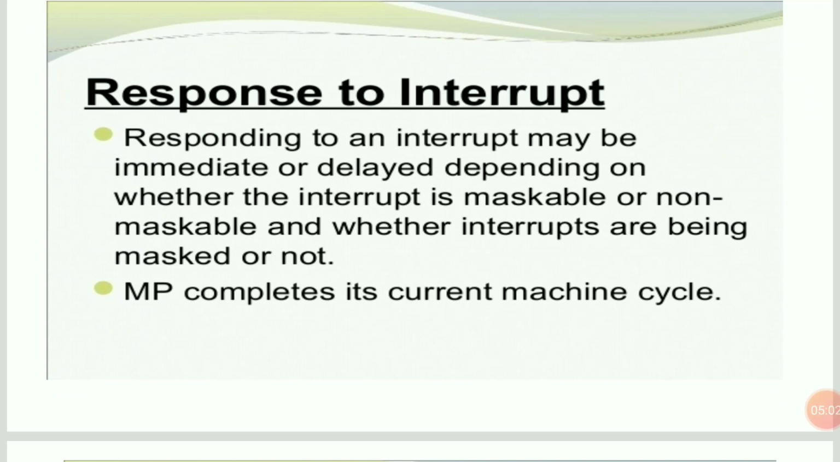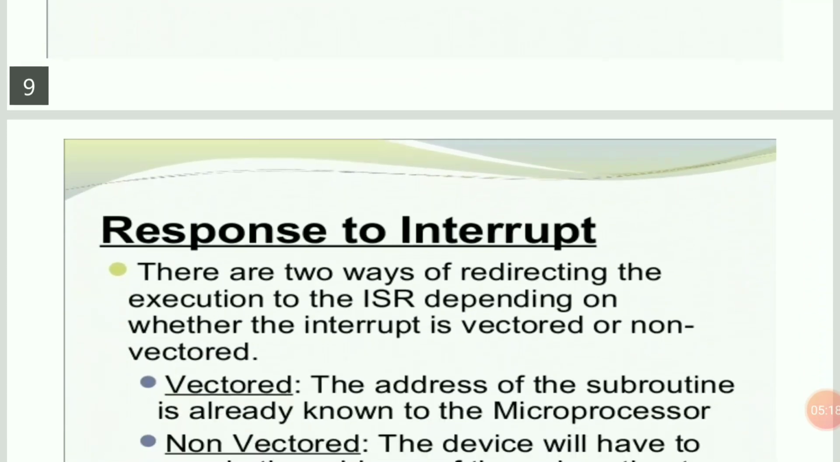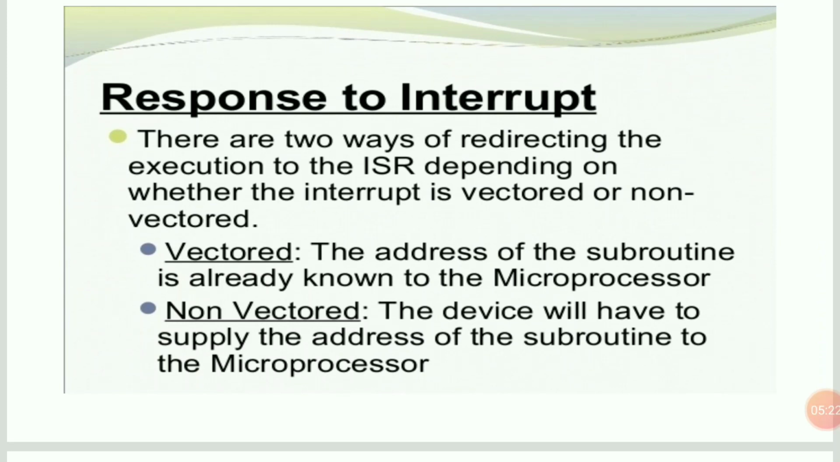Respond to interrupt. Responding to an interrupt may be immediate or delayed, depending on whether the interrupt is maskable or non-maskable, or whether interrupts are being masked or not. The microprocessor completes its current machine cycle. There are two ways of redirecting the execution to the ISR, depending on whether the interrupt is vectored or non-vectored. Vectored: the address of the subroutine is already known to the microprocessor. But in non-vectored, the device will have to supply the address of the subroutine to the microprocessor. That means the address has to be supplied by the device from which the interrupt has occurred.